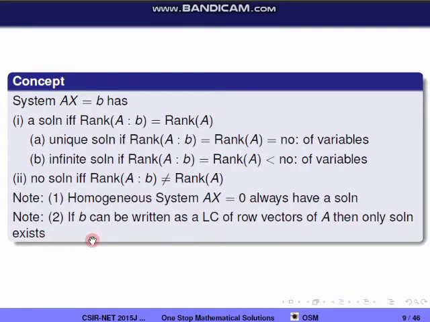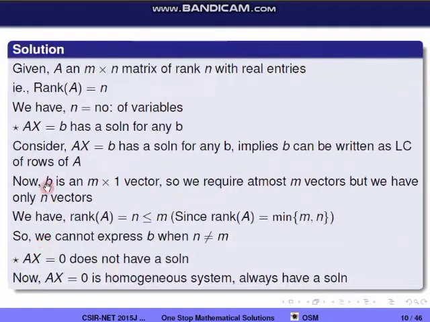Note 2: if B can be written as a linear combination of row vectors of A, then a solution exists. So now we'll move on to the question. They are given A, an M cross N matrix of rank n with real entries. So M is the number of equations and n is the number of variables. So rank of A is equal to n. So now we'll check the options one by one.